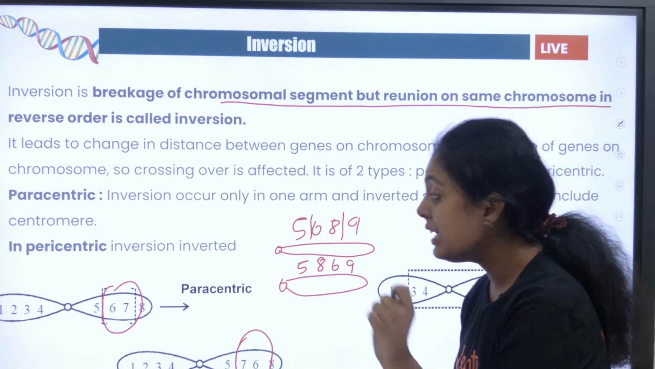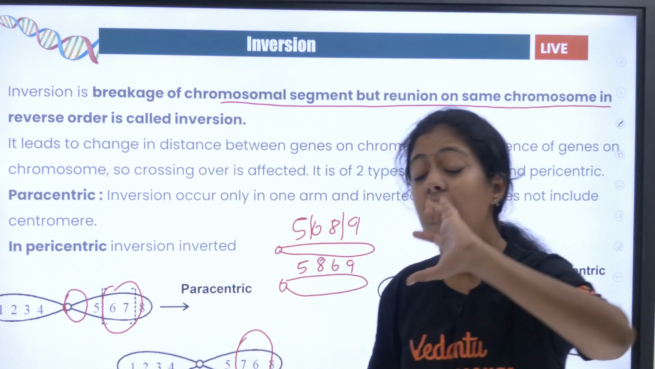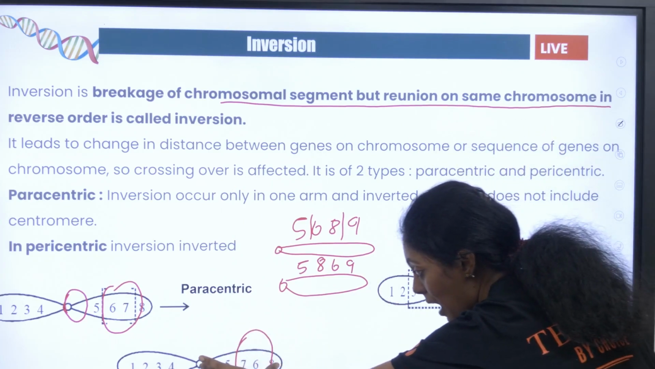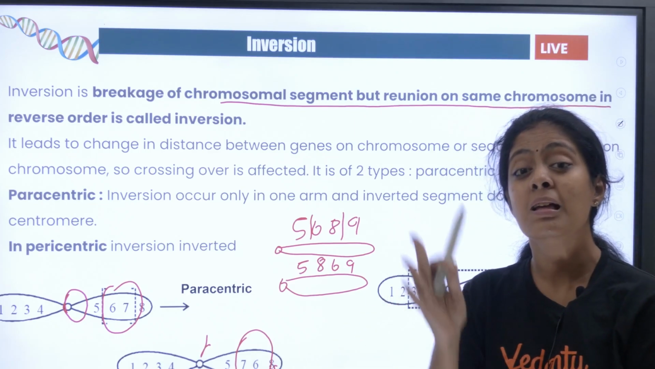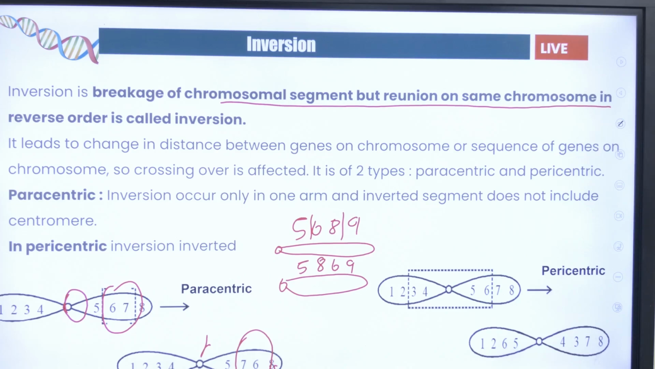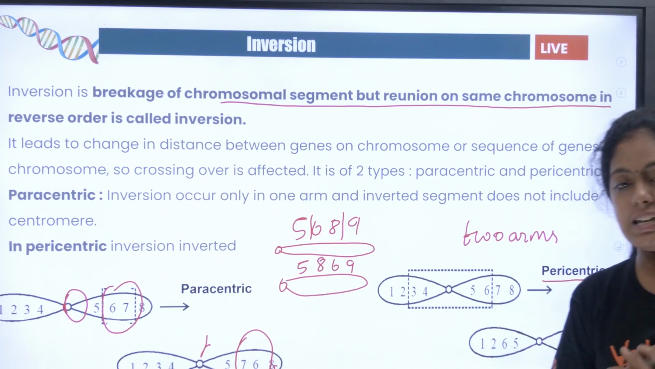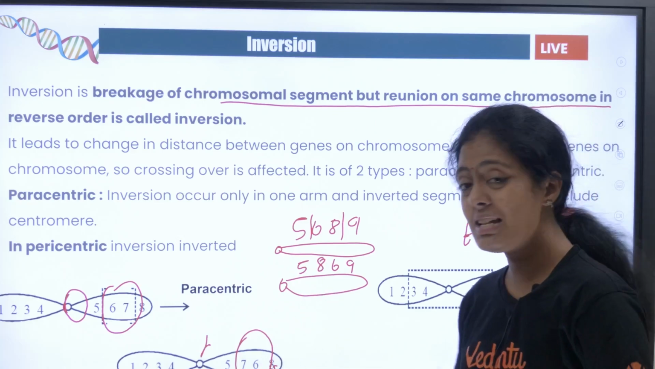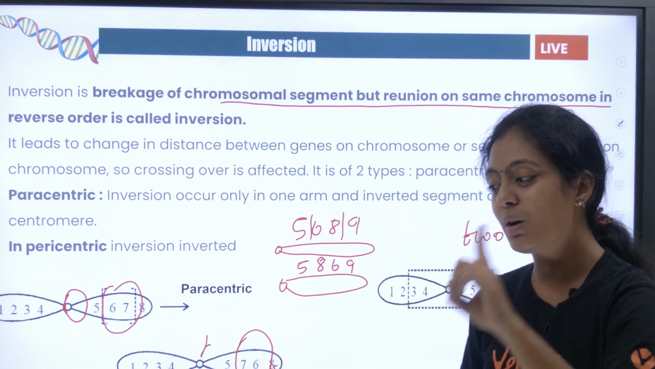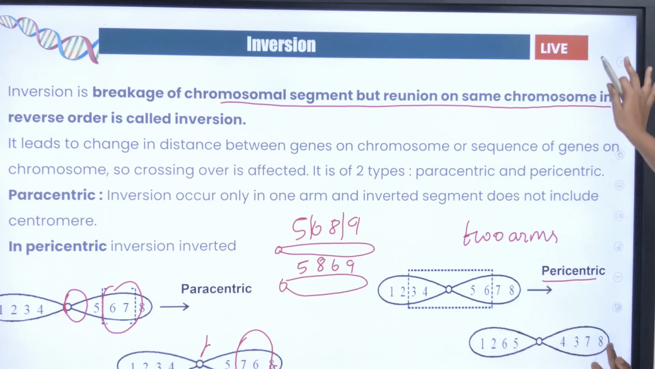In paracentric inversion, the centromere is not involved. Only one chromosomal arm is involved and no centromere is involved. That is paracentric. In pericentric, two arms are involved and there is an entire transposition. You can see how the movement is happening. Pericentric involves your centromere and it involves two arms. Paracentric does not involve your centromere and it involves only one single arm. Very important for the NEET exam.